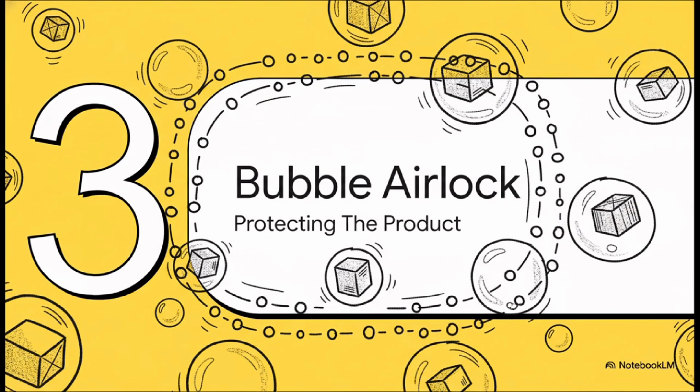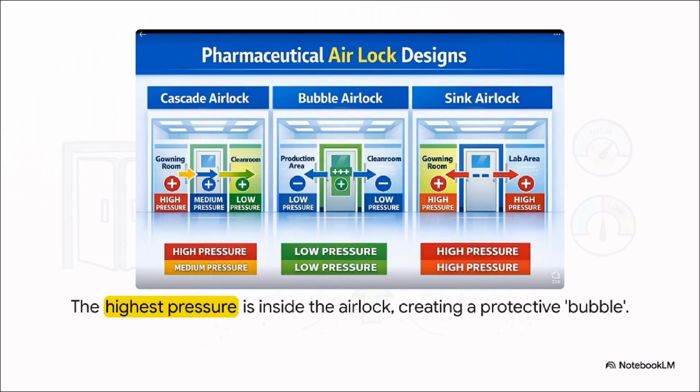Okay, now let's check out our next design, the bubble airlock. Here the focus totally shifts. It's not about protecting the room anymore. It's all about protecting the precious cargo that's passing through it. Now look closely at this diagram. The highest pressure, see it there with the plus, is now right in the middle, inside the airlock itself. The rooms on either side are at a lower pressure, and this creates a protective high-pressure bubble.